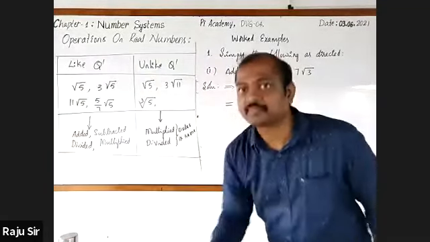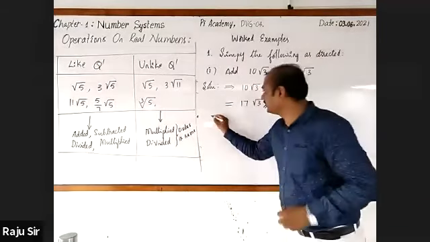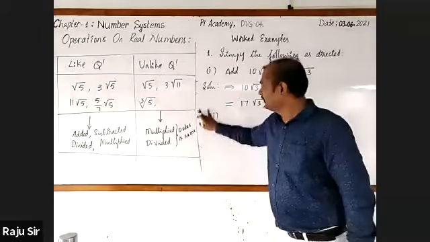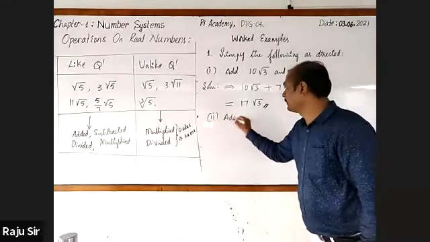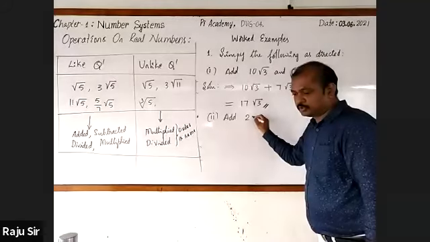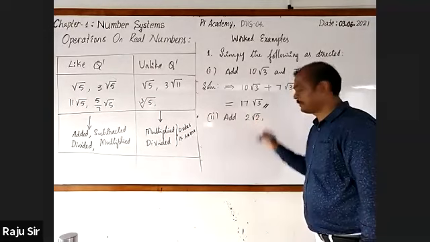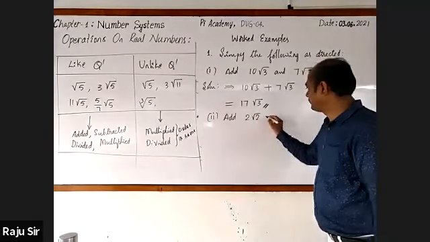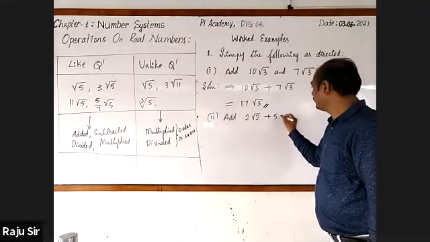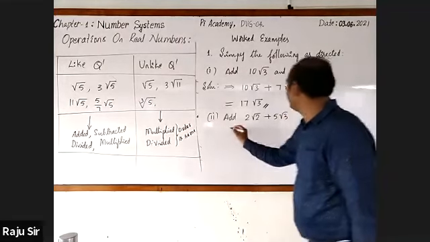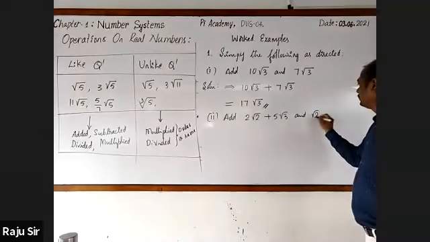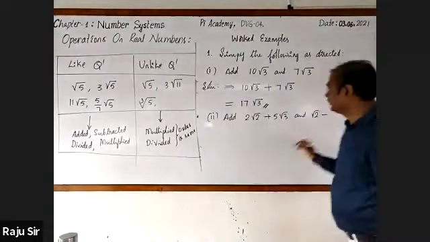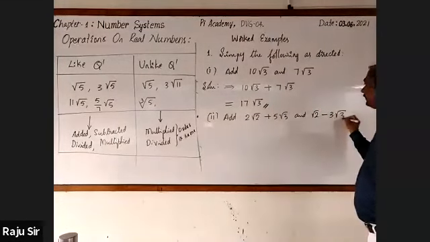Okay. Now, let's go for taking another one. Let me check how our students have understood. 2 root 2 plus 5 into root 3 and root 2 minus 3 into root 3.